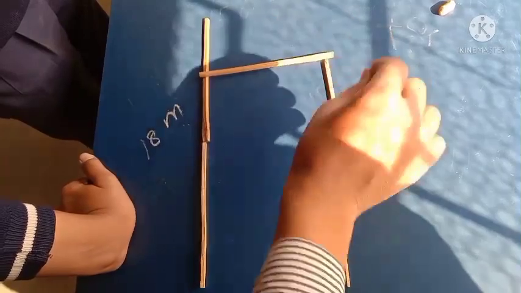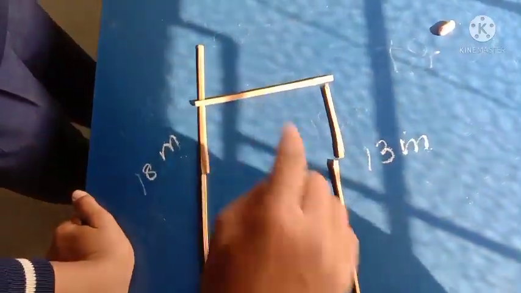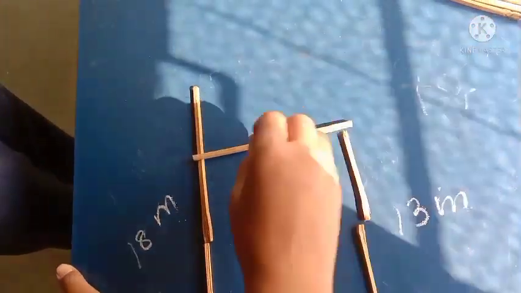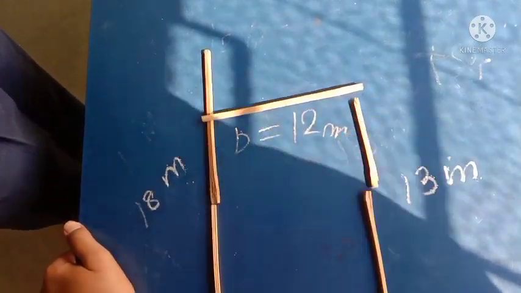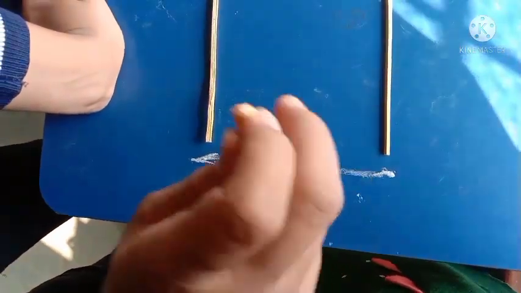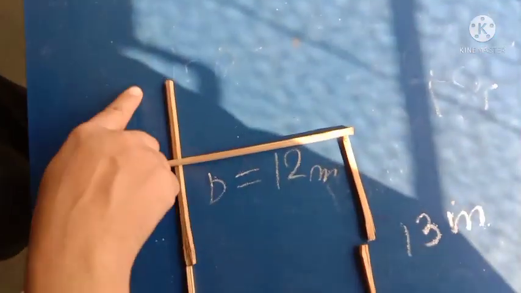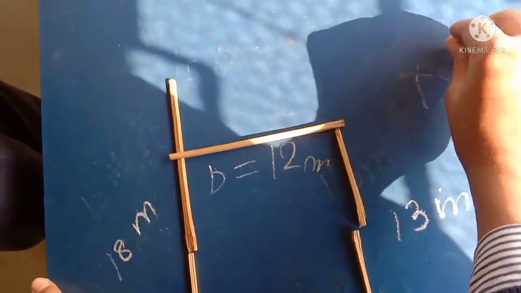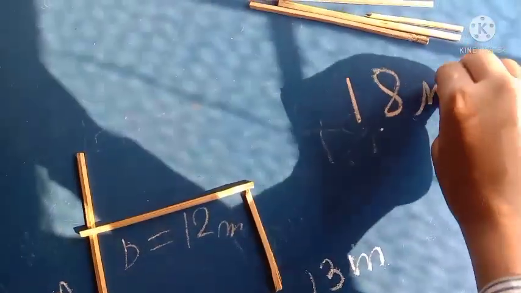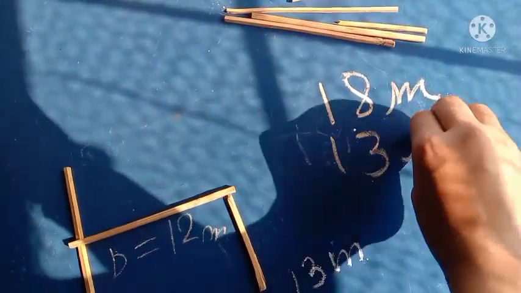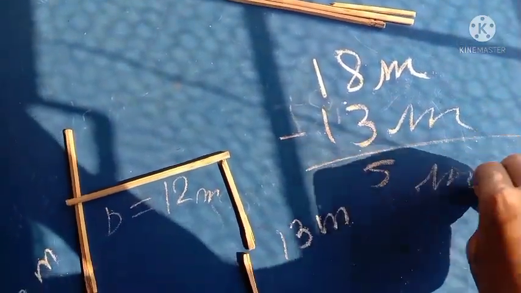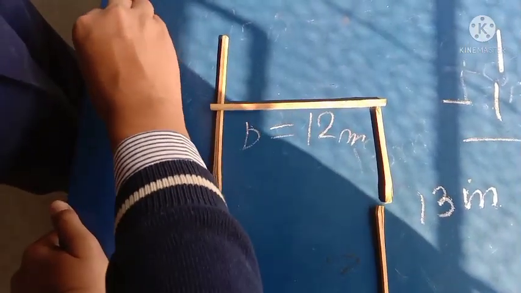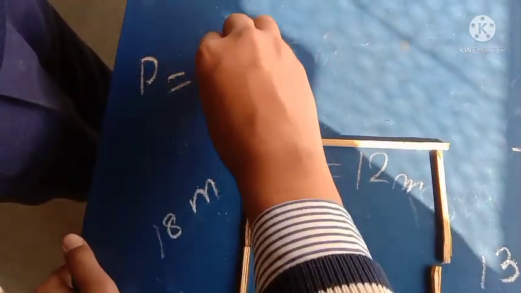So here we draw a line, and it is measuring 12 meter because base is equal to 12 meter, because it is the same as the distance between the feet. And here we have to calculate this side. So we are going to subtract 18 meter minus 13 meter. The answer we will get is 5 meter. So perpendicular is equal to 5 meter.